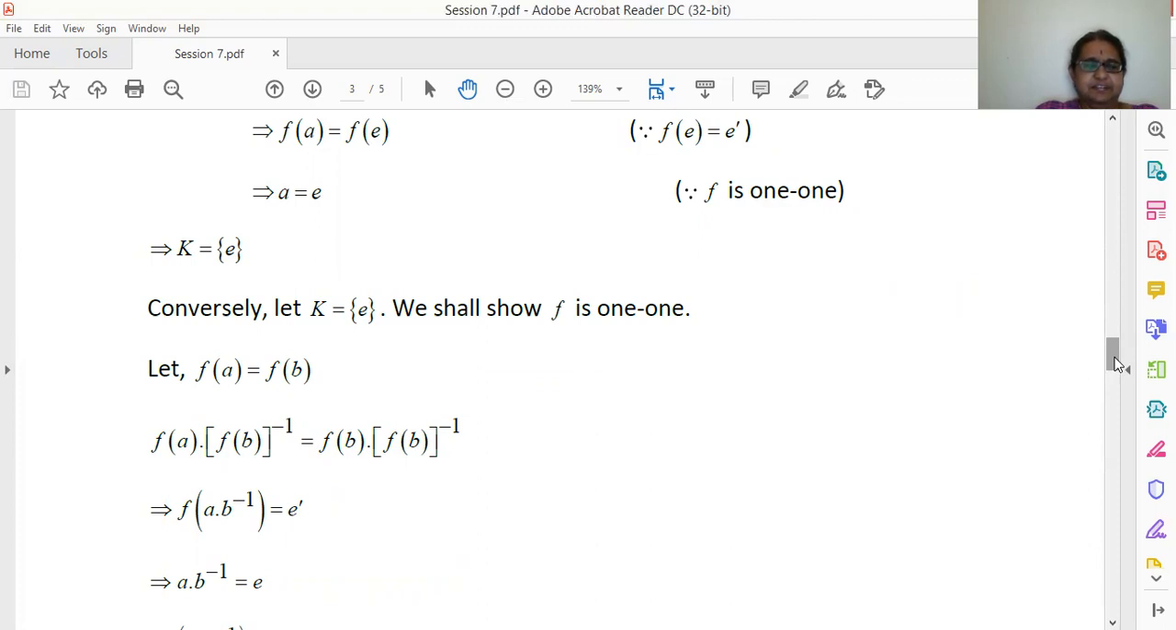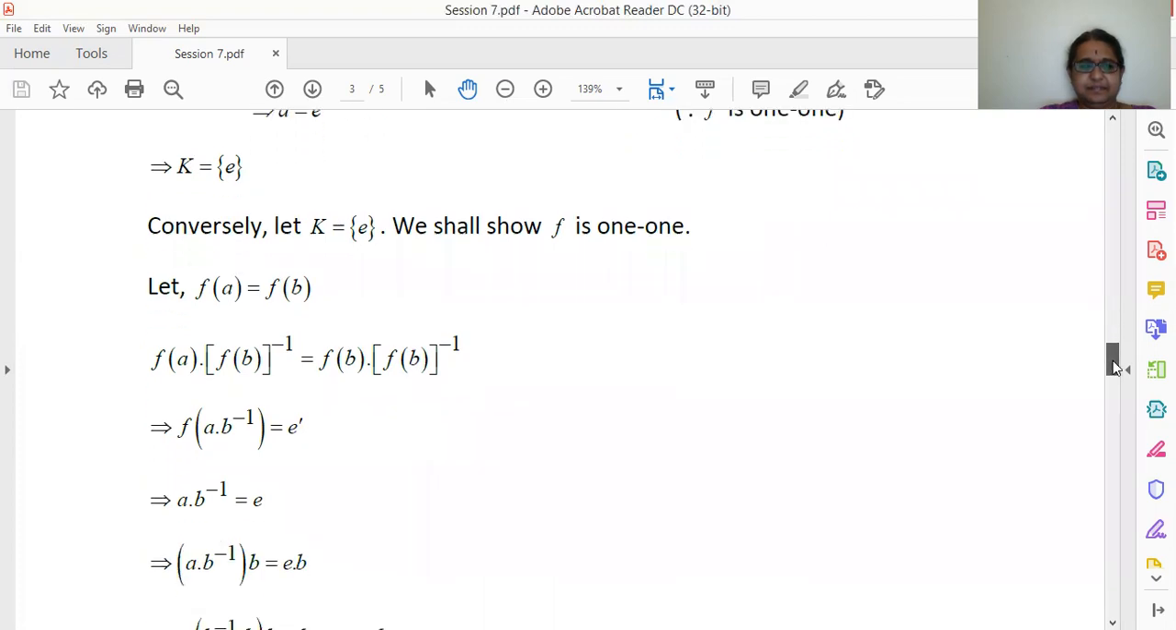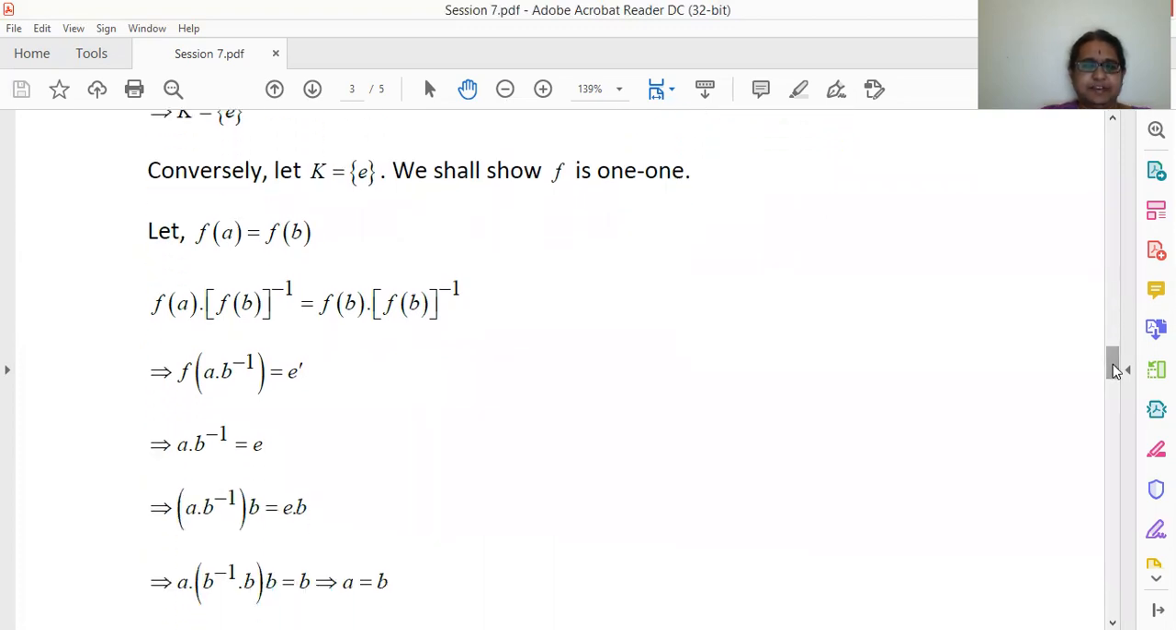E dash is nothing but f of e. So we get f of a b inverse is equal to f of e, which gives a b inverse is equal to e. Now post multiply by b on both sides, that is a dot b inverse into b is equal to e dot b. Now a, b, e are elements of the group G, so the associative property holds. You can write this as a dot (b inverse b).